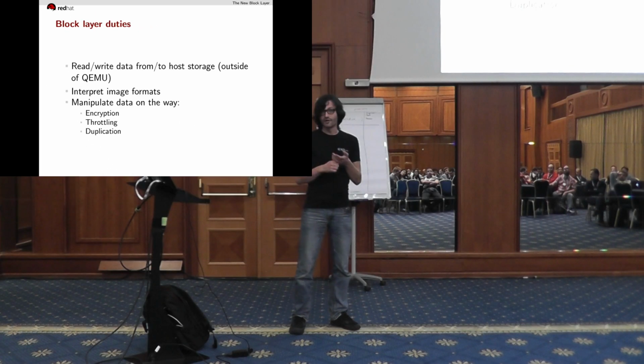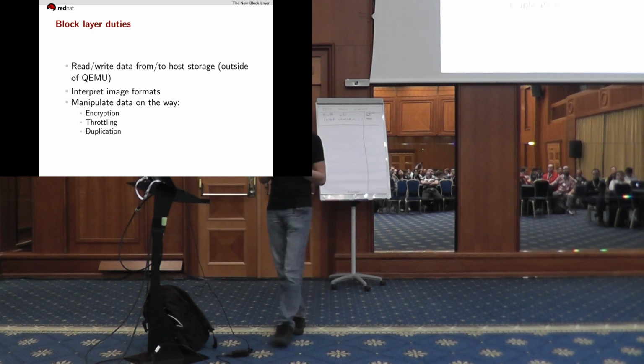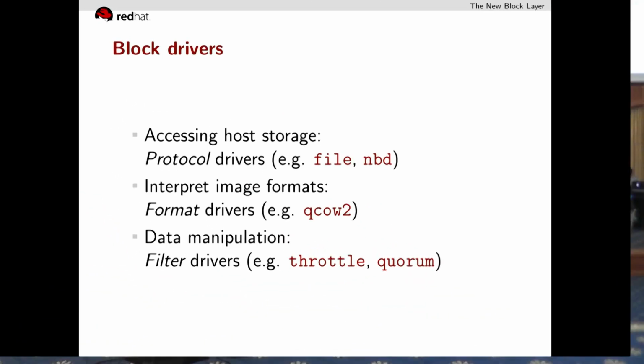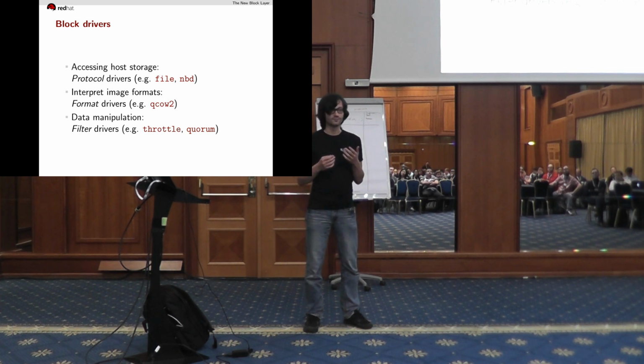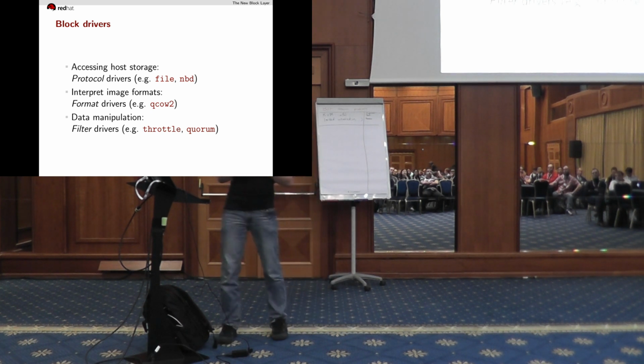First, it has to read and write data from and to host storage that is outside of QEMU. It has to interpret image formats on the way. And since we already have all this data flowing through it, we can do things with it. Like we can encrypt it, we can do throttling, we can do data duplication, all of these things. And for the implementation, this is split into so-called block drivers. And every block driver fulfills one of these tasks. So we have protocol drivers, which access host storage. We have format drivers, which interpret image formats, for instance, the QCOW2 driver. And we have now also filter drivers, which do data manipulation, such as the new throttle driver, which is throttling, or the quorum driver for data duplication.